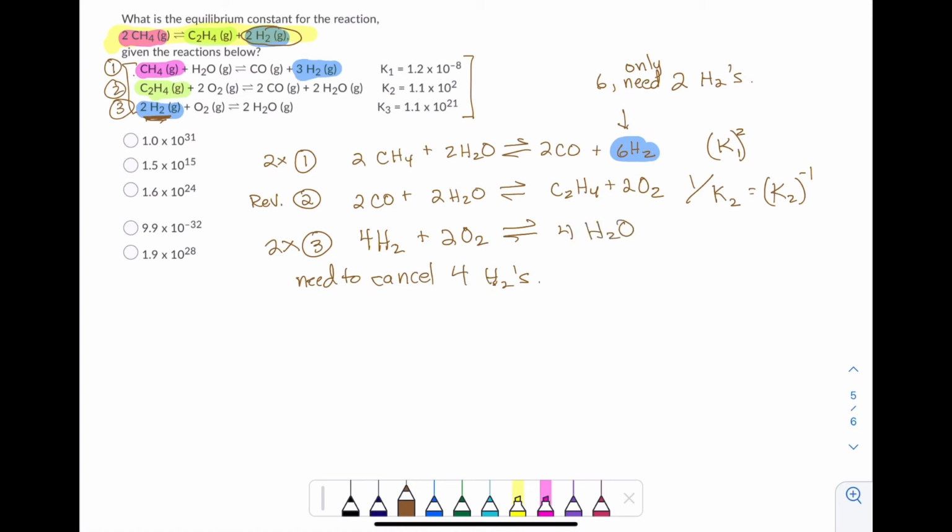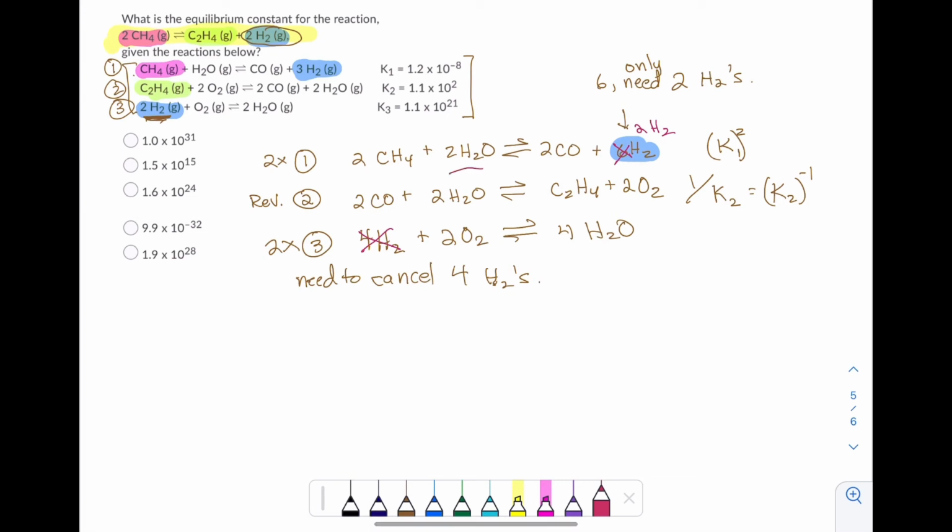Now, if I did this correctly, I should be able to add these 3 manipulated reactions together to get the desired reaction. And everything that I don't need from reactions 1, 2, and 3 should cancel. So this is a good way to tell. I did cancel 4 of them, leaving me with 2 H2s over here on the right. I did that on purpose, but let's look at the other things that cancel.